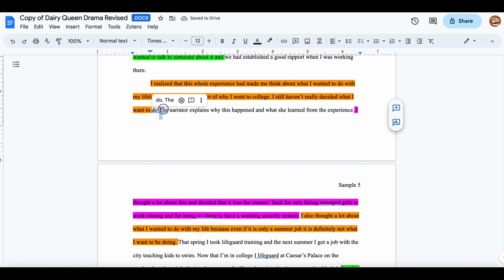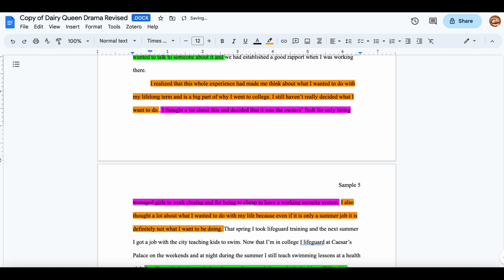I think that this is then already addressed with the why this happened, what she learned, because that's just implied. So that's part of why you don't need to put topic sentences in your introduction and conclusion.